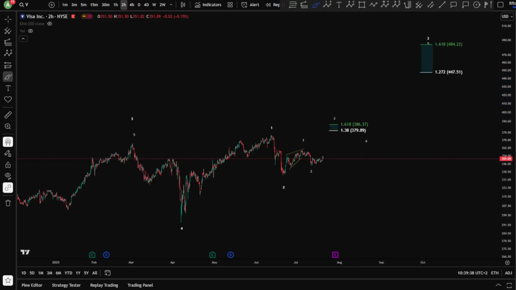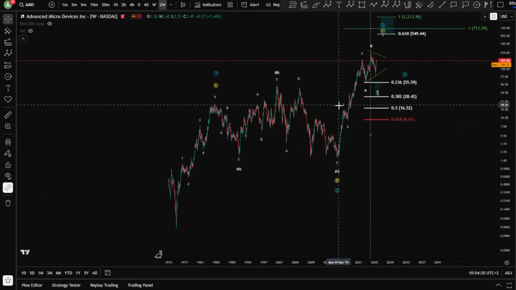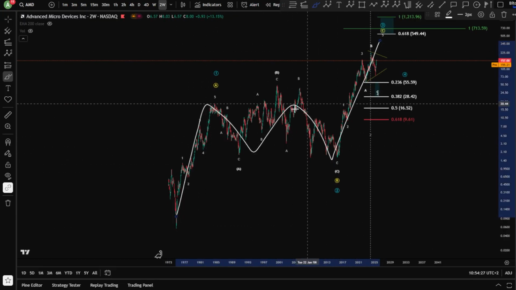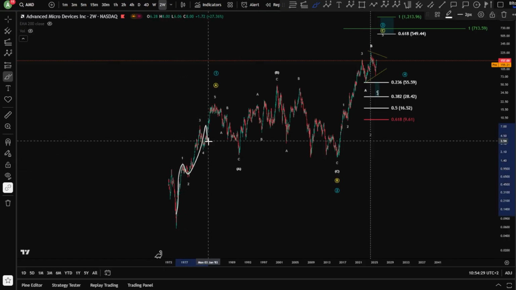That was it for Visa. And so moving to AMD all-time history here, we are looking at an A, B, and a C toward the upside potentially here after having an impulse.